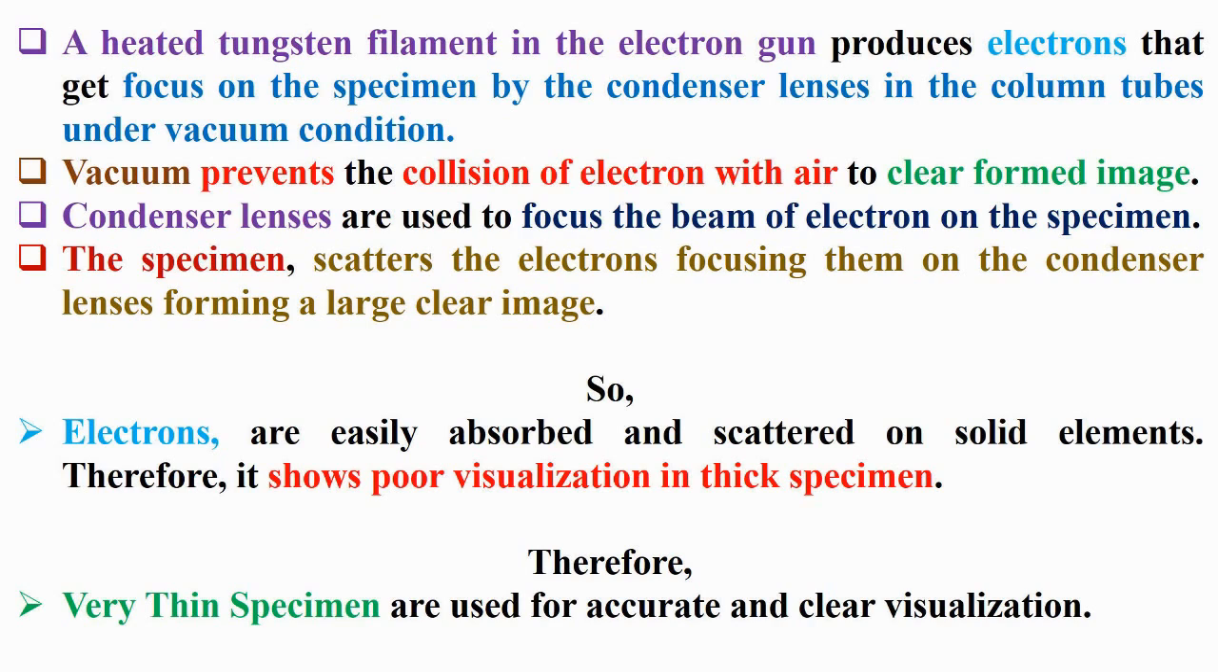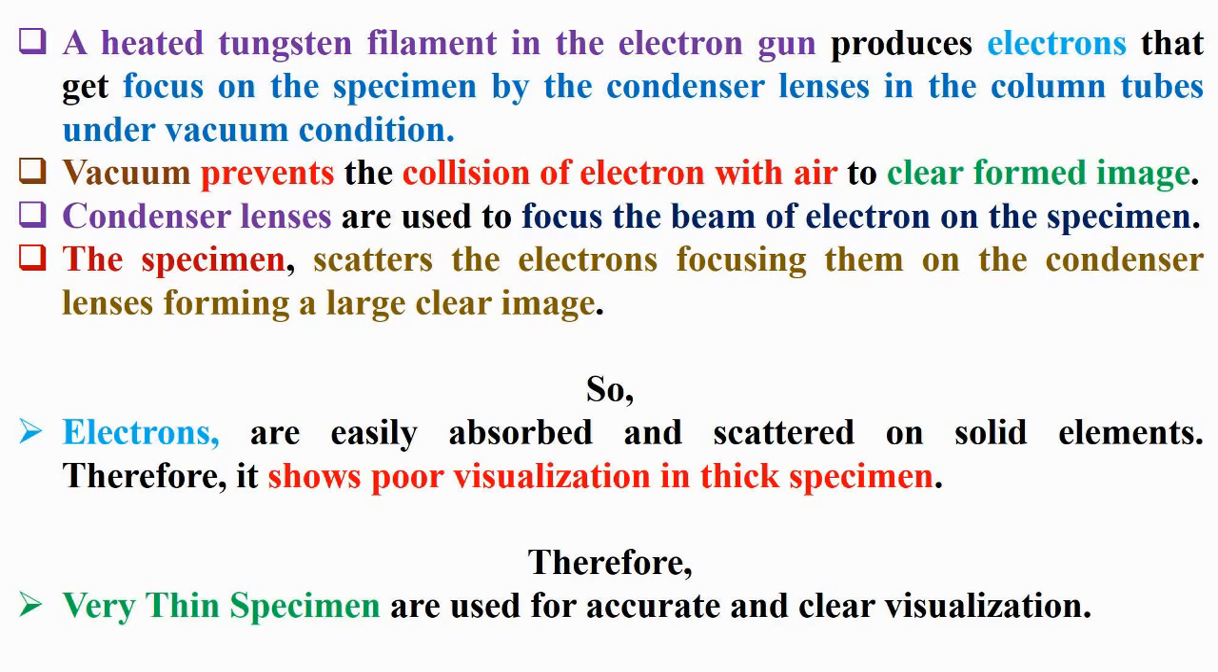In addition, the vacuum prevents the collision of electrons with air to form a clear image. Furthermore, condenser lenses are used to focus the beam of electrons on the specimen, and finally, the specimen scatters the electrons, focusing them on the condenser lenses, forming a large clear image.